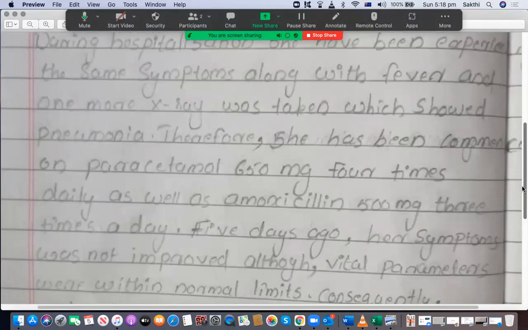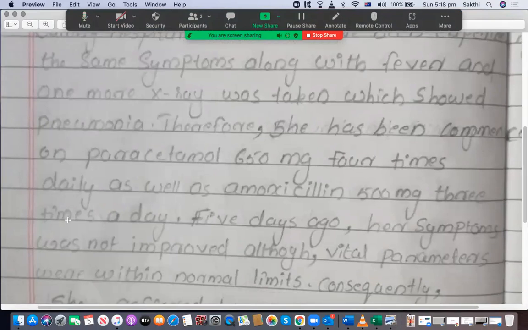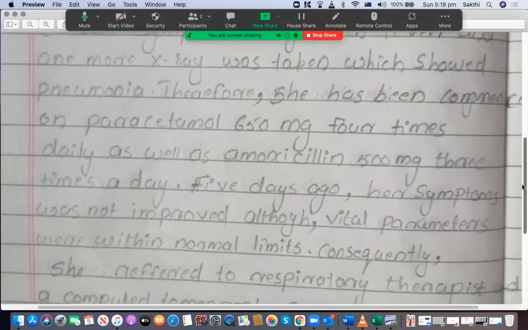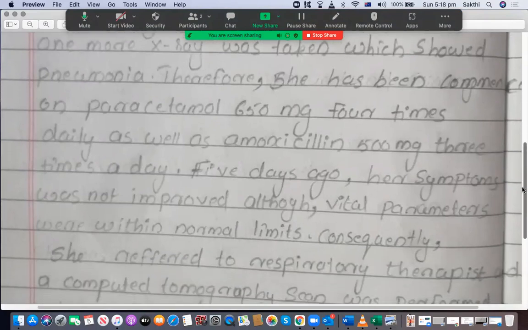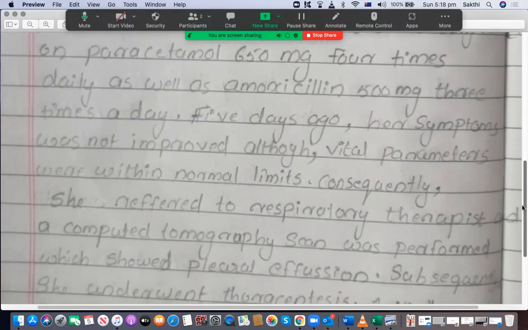Therefore, she has been commenced on paracetamol 650 mg 4 times daily, as well as amoxicillin 500 mg 3 times a day. Right, good. Very happy with that.